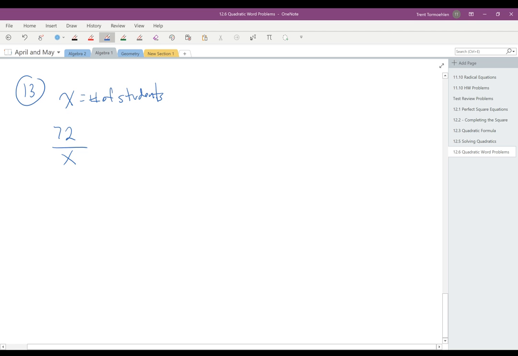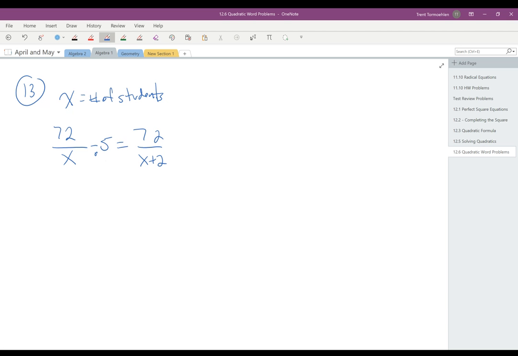And then the problem says, if there had been 2 more students in the club, which means there are X plus 2 students, they would have each paid 50 cents less. And so 2 more students would have been 72 over X plus 2. And that amount is going to be 50 cents less than this amount. And so we can just say minus 0.5 or 1/2 equals 72 over X plus 2. Take away 50 cents from the amount they did pay, set it equal to what they would have paid if there were 2 more students.